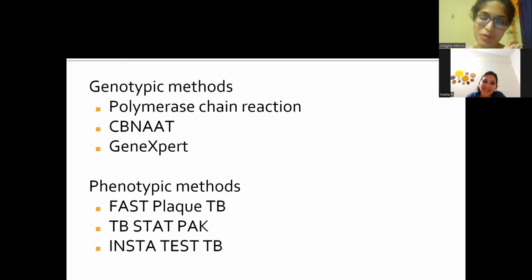And then again, your genotypic and phenotypic methods, GeneXpert, fast plaque TB. Again, I am not the subject matter expert to go into these, but without microbiology and its diagnostic methods, clinicians don't stand anywhere. So whichever subject you're practicing, we should never forget our roots. Microbiology, pathology, they are the foundations of medicine. Without them, we're not able to diagnose anything.